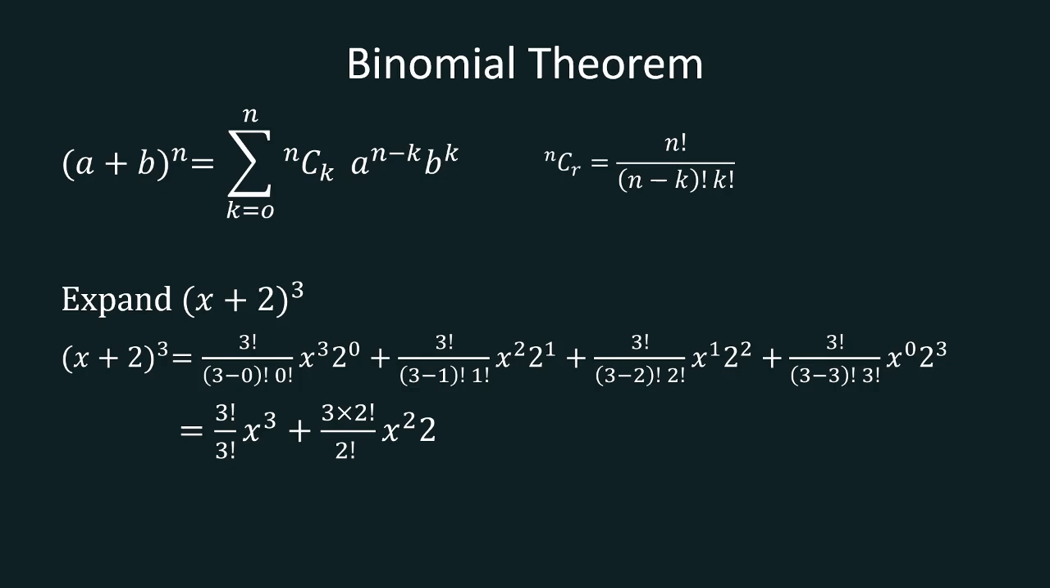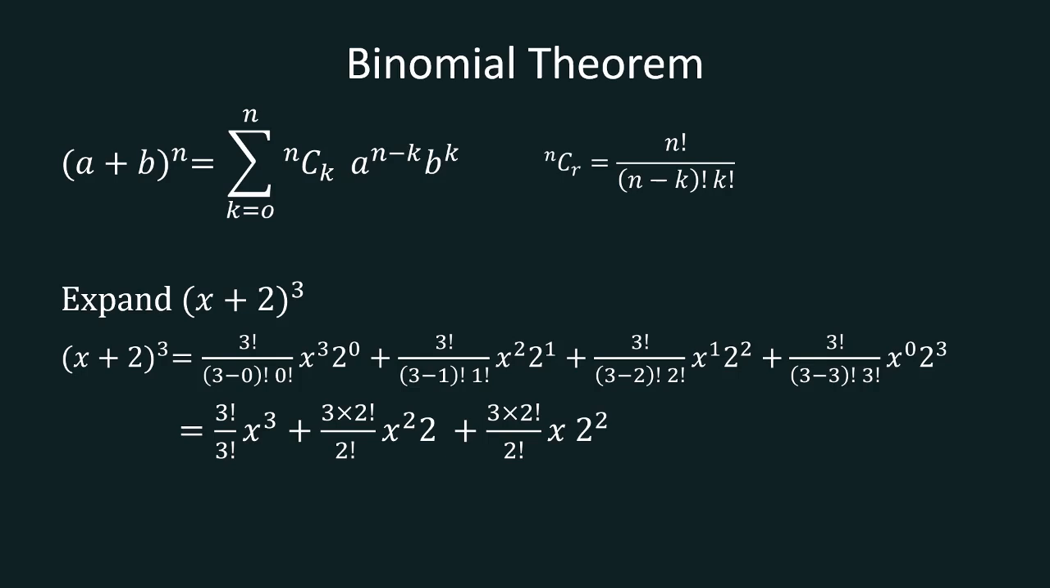So we get 3 times 2 factorial divided by 2 factorial, and 1 factorial is just 1. So 1 times 2 factorial is still 2 factorial. Then we have x squared times 2 raised to the power 1, which is 2. Plus we go to the third term, then we do the same expansion again, because we know that in the denominator we have 2 factorial there. So we do 3 times 2 factorial, then 3 minus 2 is just 1.